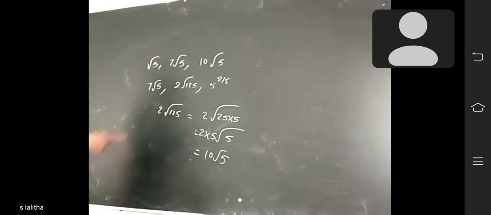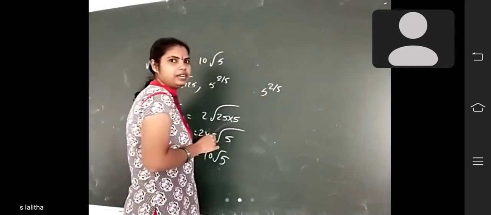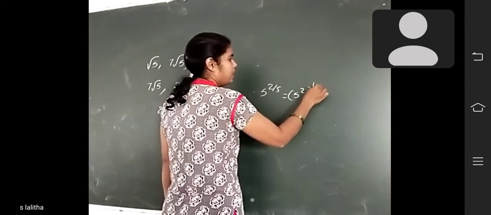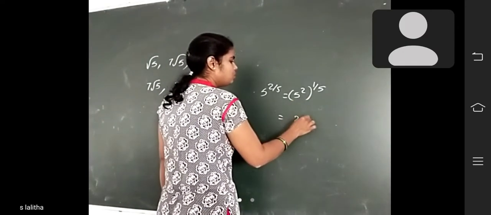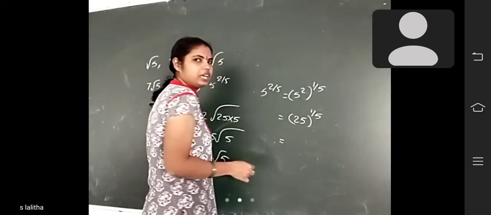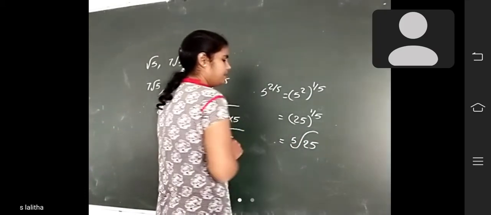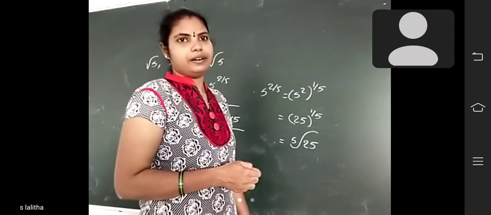Next, 5 power 2 by 5. How can you write this one? 5 square whole power 1 by 5. Can you write like this? Yes. So 5 square means how much? 25 whole power 1 by 5. So power 1 by 5 can be written as the 5th root of 25. Okay, children? Like that you can also write.